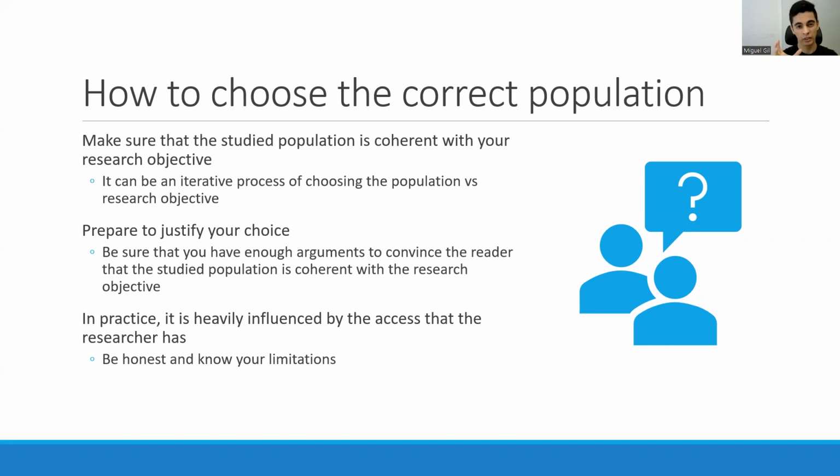It's kind of a tricky thing. Reflect on your question, and then see if that population is reachable or if you have access to it, and then just keep iterating: fix the question, fix the population, and so on. That's how it works in practice, because the book says to obey your research question blindly, but it doesn't work like that.